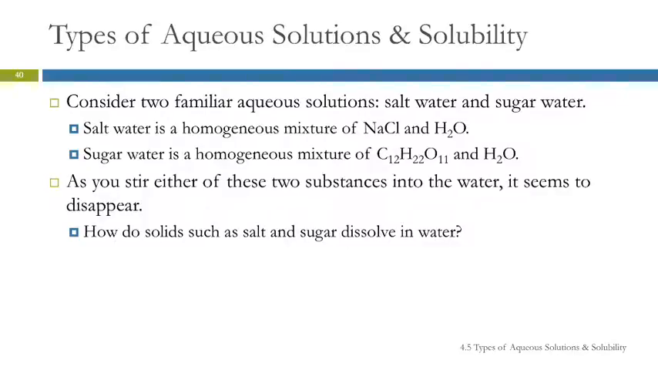Types of aqueous solutions and solubility. So let's think about two solutions that we are familiar with, salt water and sugar water. Salt water is sodium chloride, table salt, dissolved in water. Sugar water is a solution, a homogeneous mixture of sugar, sucrose, in water. You can try this at home.